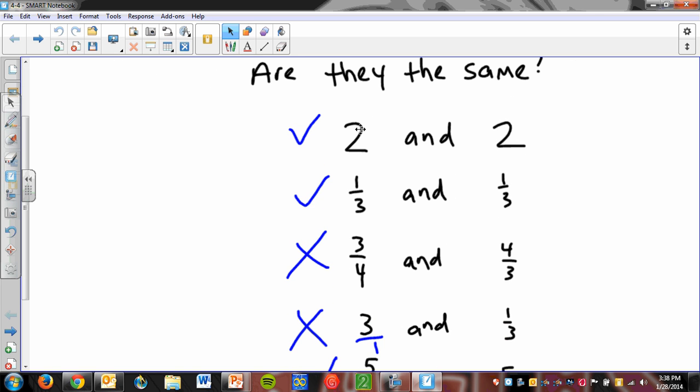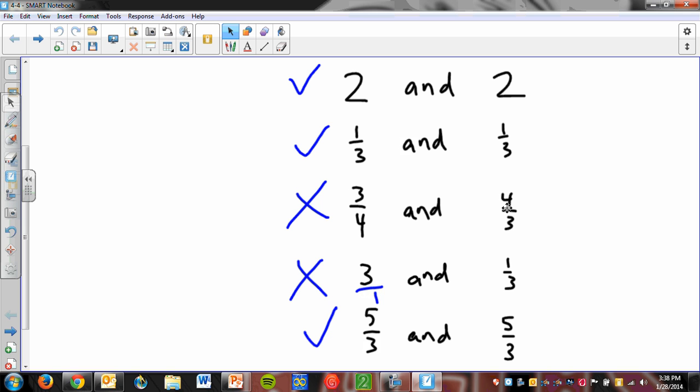So we go down, 2 and 2 are the same, 1/3 and 1/3 are the same. 3/4 and 4/3 are not the same. They have the same numbers, but they're different. 3 and 1/3, this is 3 over 1, so they're flipped of each other just like these, so those aren't the same. 5/3 and 5/3 are the same. It is this easy to figure out parallel lines.